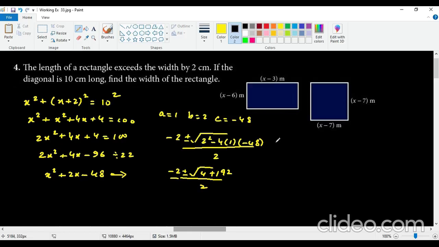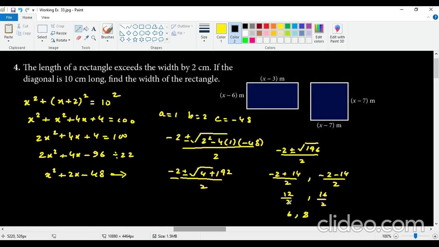And in here we get minus 2 plus or minus under the root, it becomes 196 over 2, and the square root of 196 gives us 14. So the first value is going to be plus 14 over 2. The second value is going to be negative, minus 14 over 2. This gives us 12 over 2. This gives us 16 over 2. This gives us 6, and this gives us 8.